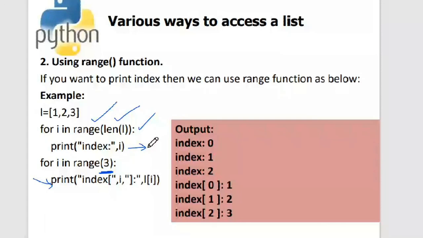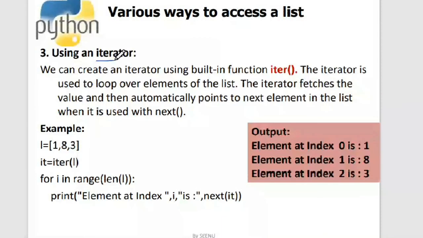The third way to access a list is using an iterator. So what is an iterator? Iterator is a built-in function, which is nothing but iter. I hope everybody can see it on the screen, something which I have circled over here.